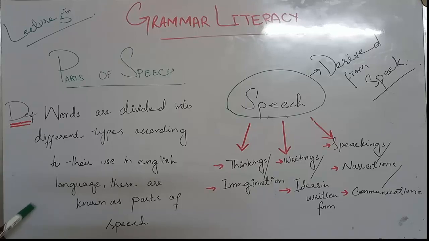Here the definition also tells us that when we divide the words in a sentence into different types according to their uses, here the word use is used. Why? Because different words are used according to their own specific place. These are known as parts of speech. I think the definition is very clear.